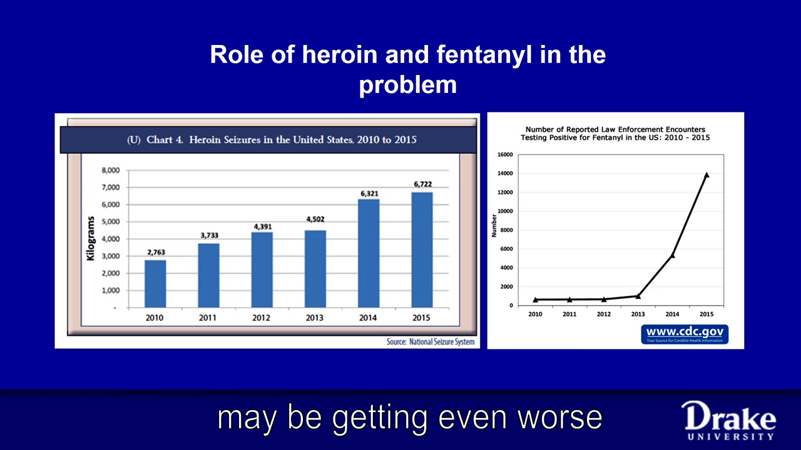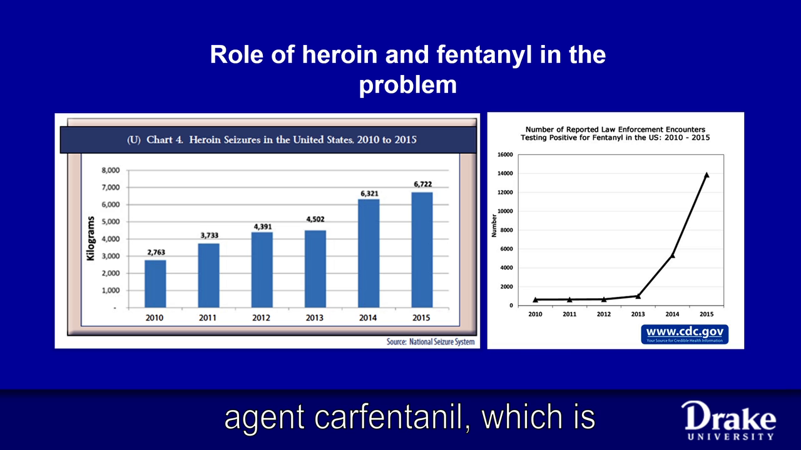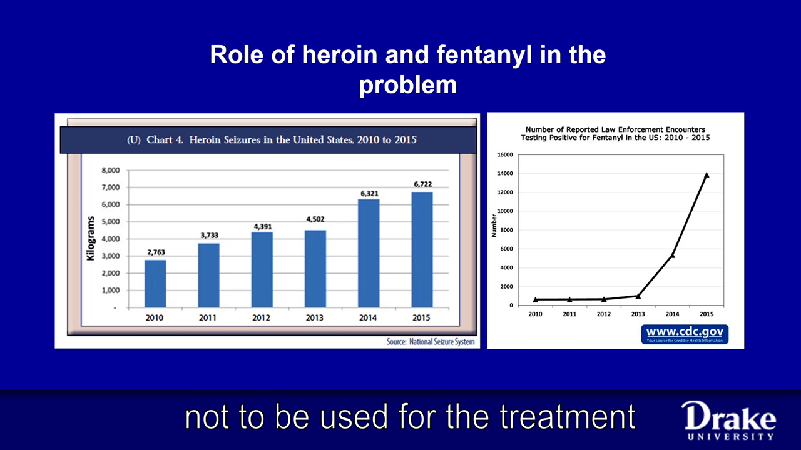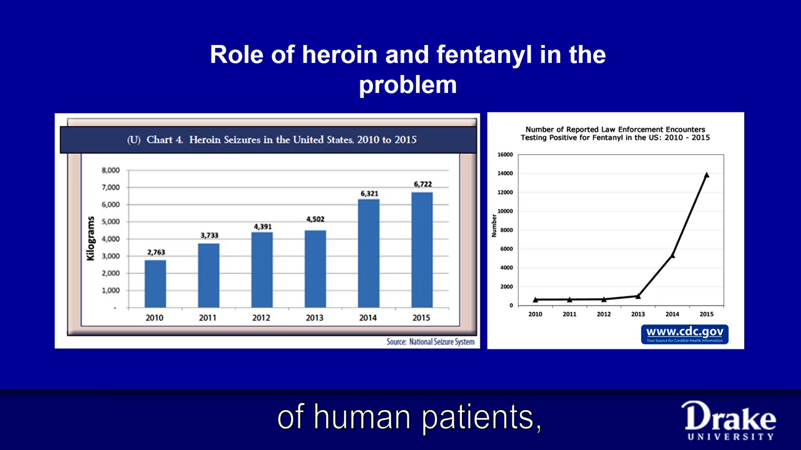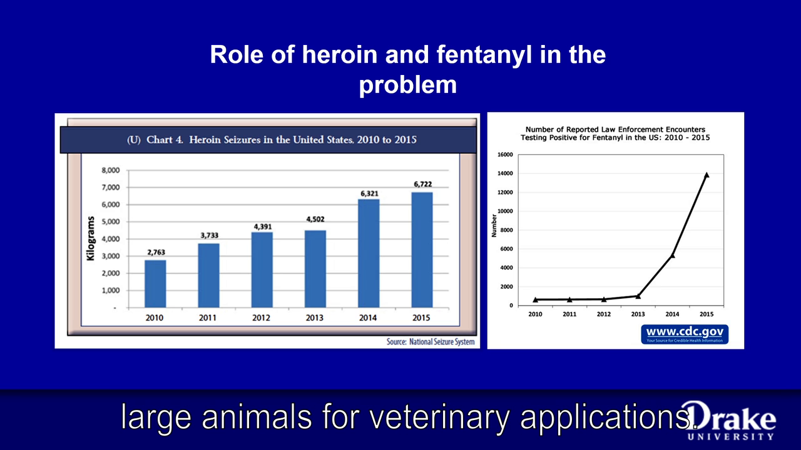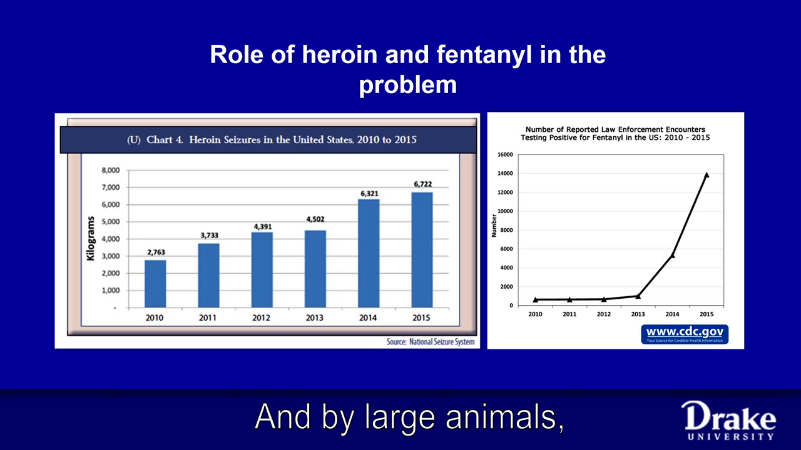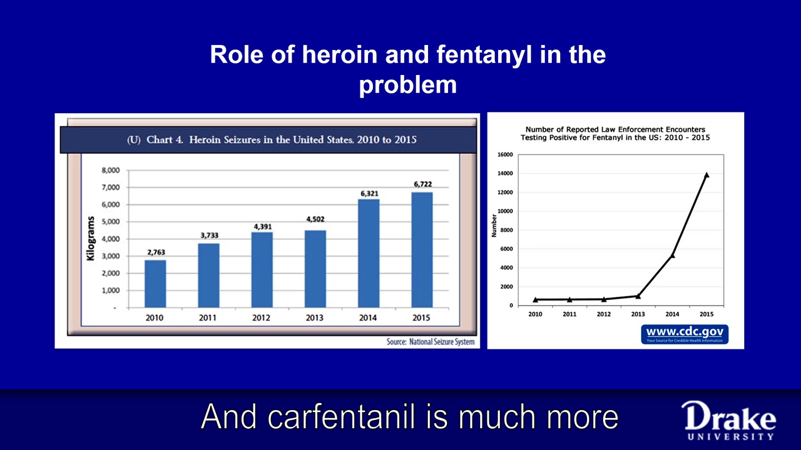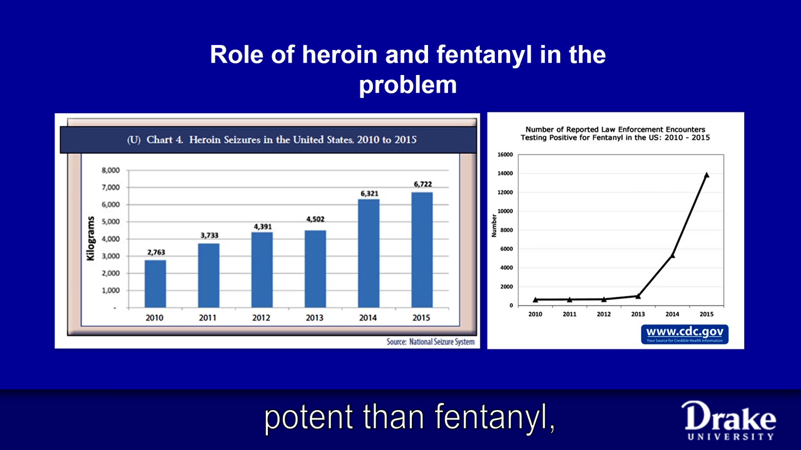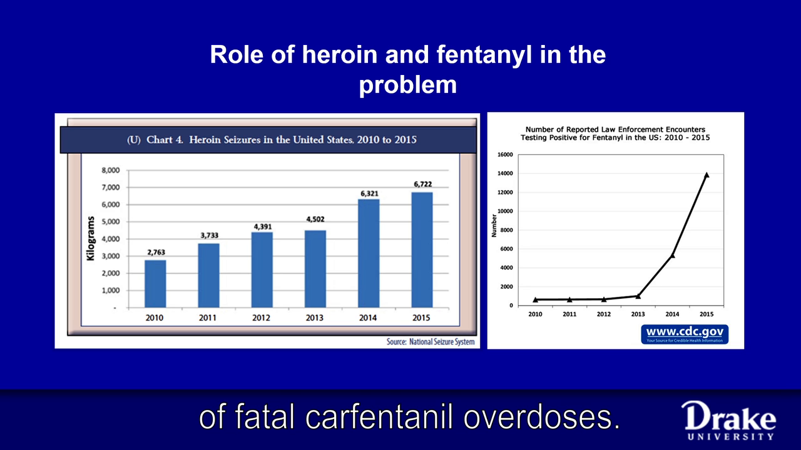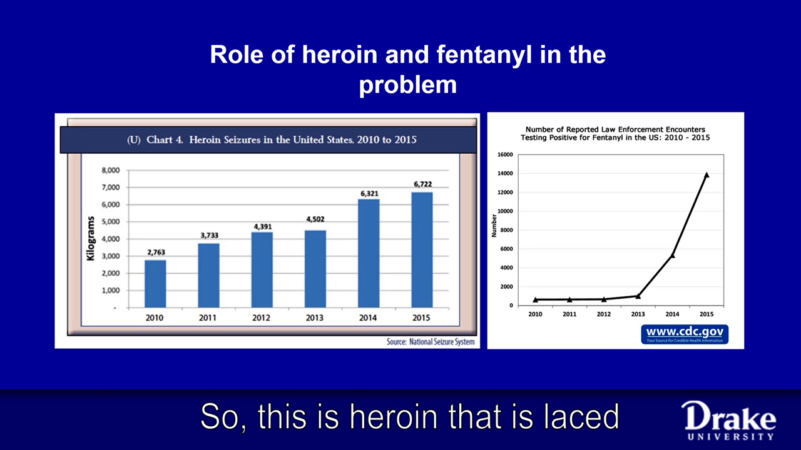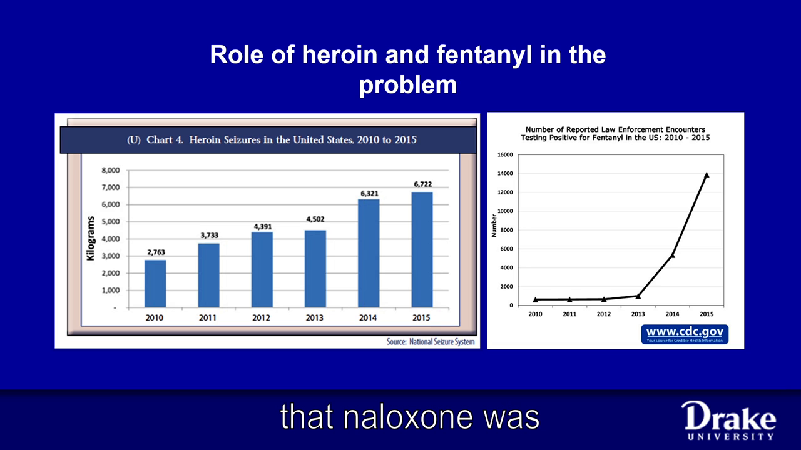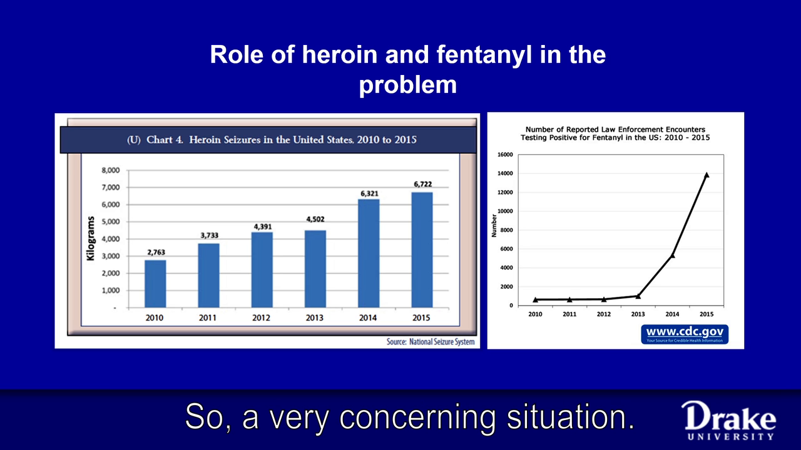On top of that, the problem may be getting even worse more recently with the agent carfentanyl, which is not used for the treatment of human patients, but it is used to sedate large animals for veterinary applications. And by large animals, I mean like elephants and rhinos. And carfentanyl is much more potent than fentanyl. And we'll talk about the numbers here in a minute. And there have been some cases recently in Ohio of fatal carfentanyl overdoses. So this is heroin that is laced or spiked with carfentanyl that naloxone was not able to reverse. And we'll talk a little bit later about how naloxone is able to reverse opioid overdose. So a very concerning situation.